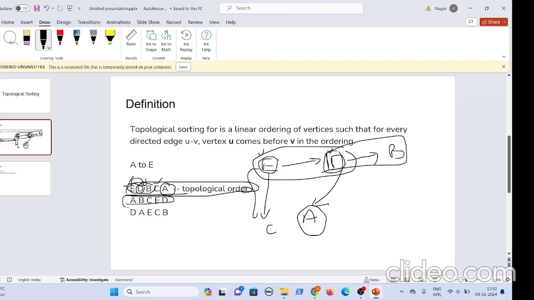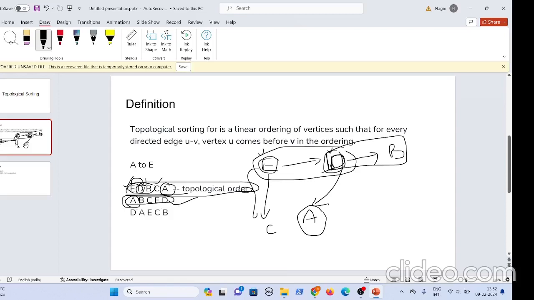Like during some traversal I have obtained this order. Now let us see whether this will become topological or not. Here if you see, D should come before A. D should come before A. But if you see here, D is at the last. A came before. So this is not a topological order.